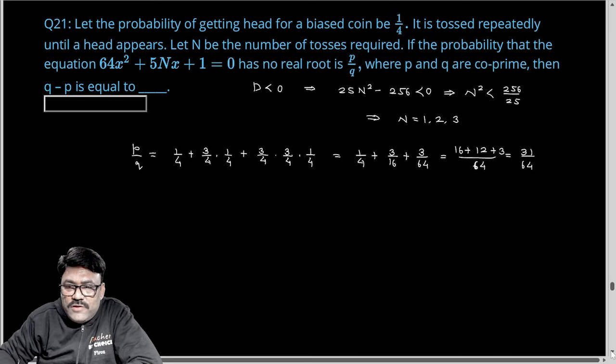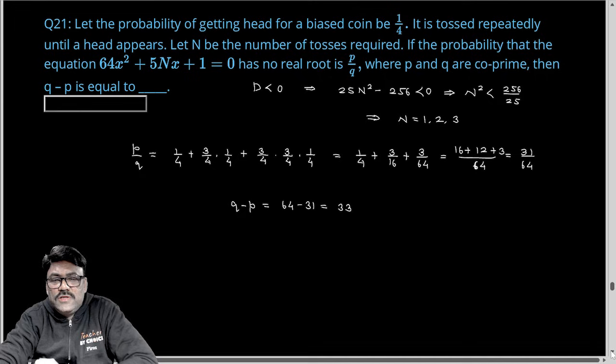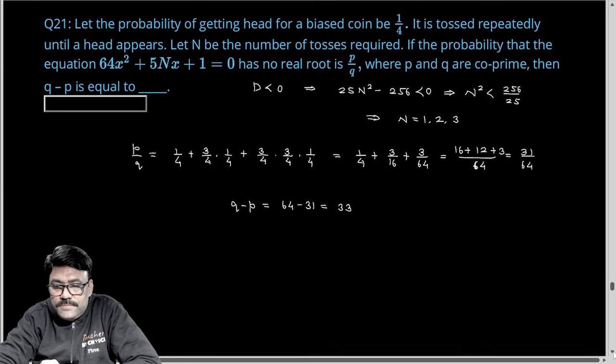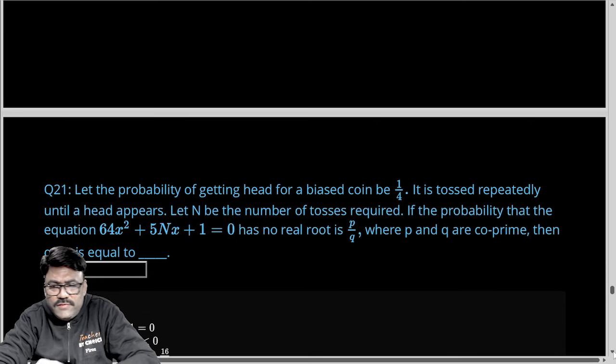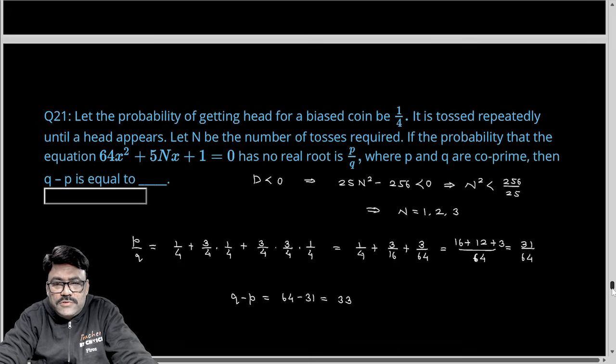They are asking Q minus P. So Q minus P is what? 64 minus 31, so it will be 33. So hence 33 should be the correct answer here. They have got 27. Am I making some mistake? Why am I making this mistake?